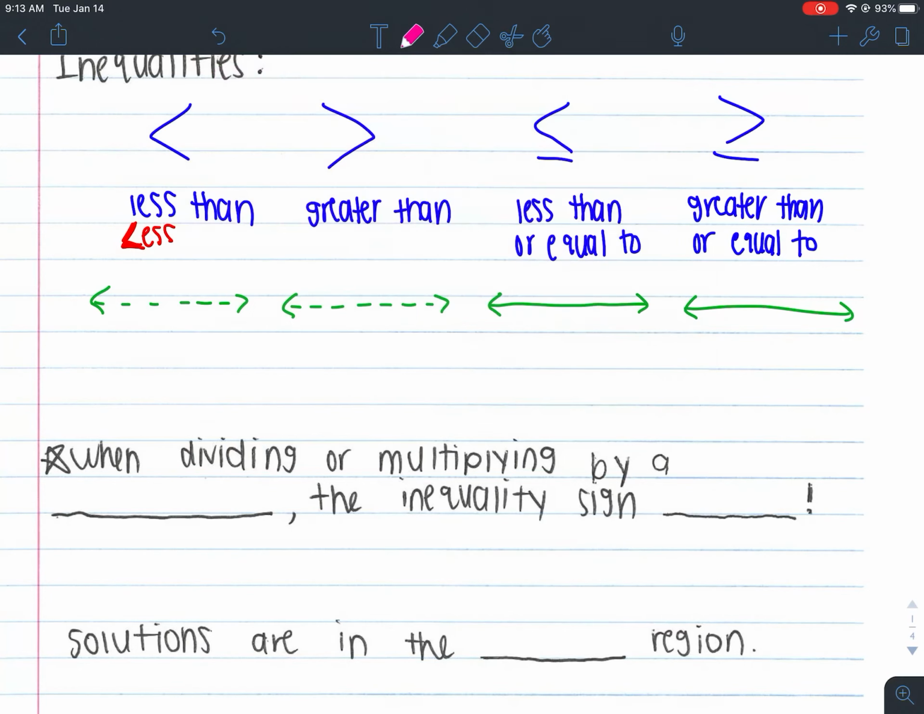The second thing we have to talk about is whether we shade above or shade below. If we have less than, we want to shade below. And if we have a greater than, we would shade above. So in the first one with less than, we would shade below. In the greater than, we would shade above.